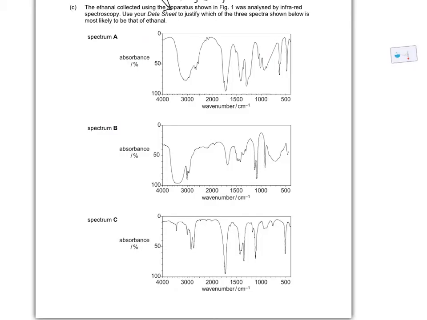Part C of this question is a standard infrared spectroscopy question. What you have over here are three spectra given to you, A, B and C, and we're asked to justify which one we would think is ethanal. And keep in mind, ethanal has the functional group C=O, and this particular functional group has a typical absorption within this region over here around about 1700.